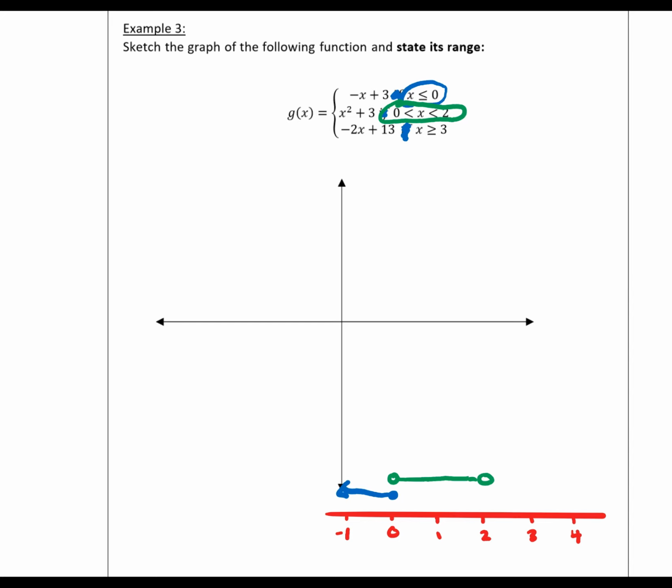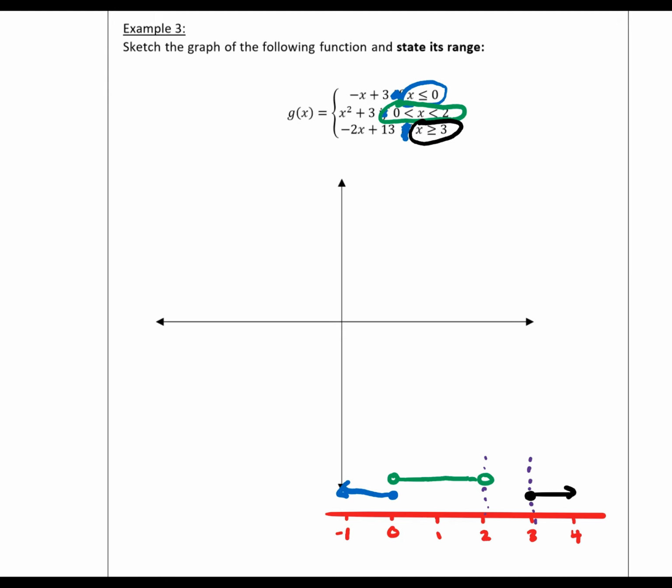Finally, our last curve is everything to the right of 3, and it includes 3. So it looks like that. And so you can see here that there's actually going to be a space between 2 and 3 where this function doesn't exist at all. So we're going to see a gap in our function once again.